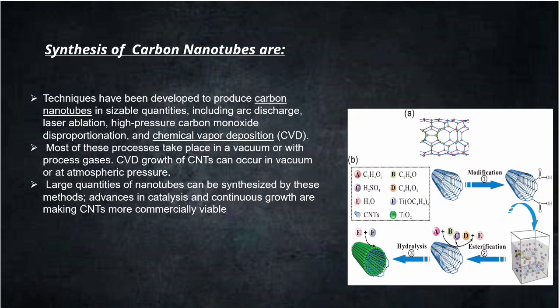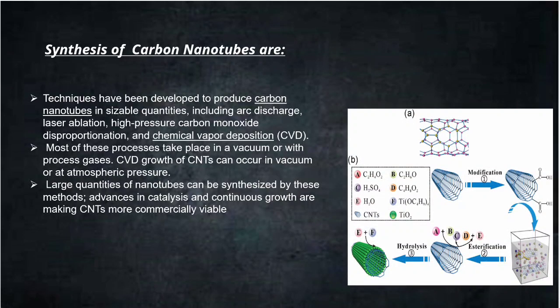The synthesis of carbon nanotubes: techniques have been developed to produce carbon nanotubes in sizable quantities, including arc discharge, laser ablation, high pressure carbon monoxide disproportionation and chemical vapor deposition (CVD), where most of these processes take place in a vacuum or with process gases. CVD growth of CNTs can occur in vacuum or at atmospheric pressure. Large quantities of nanotubes can be synthesized by this method.